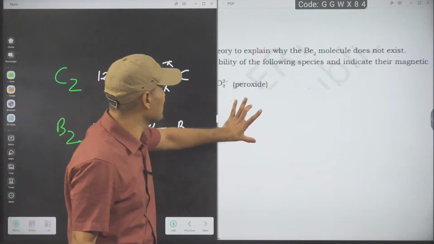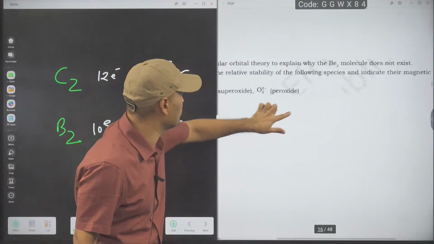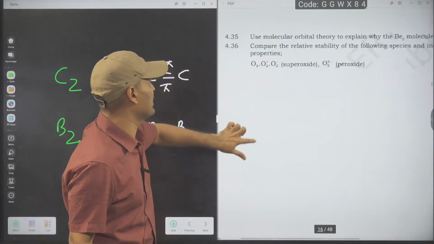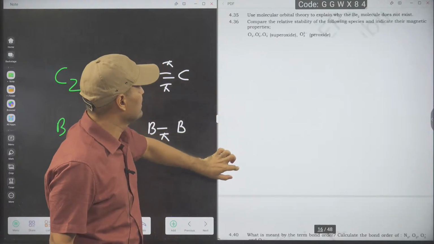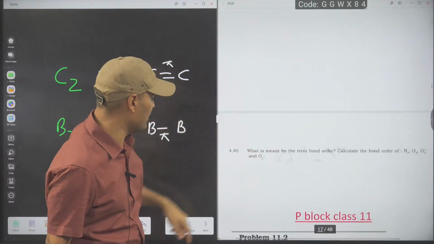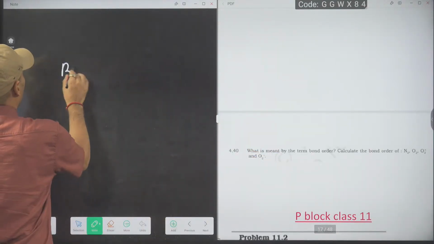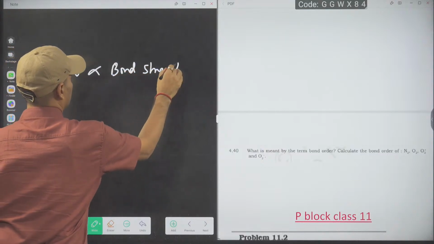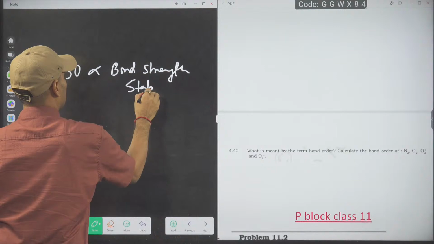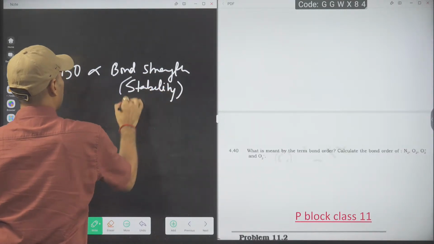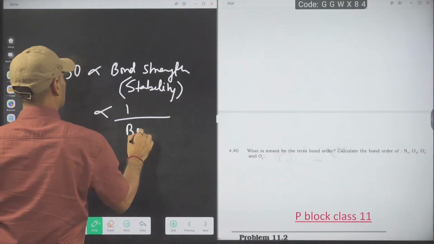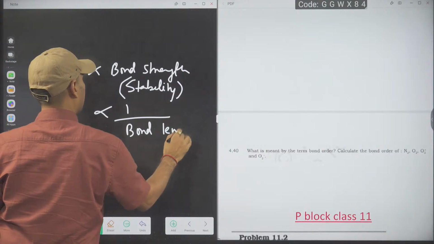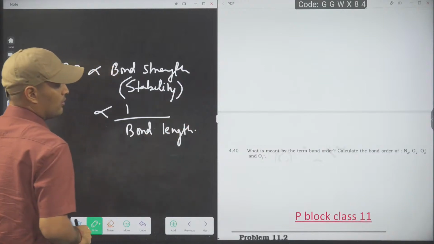Okay sir, come to this question. I am not able to get this question. Arre, this question is now very easy. See, two questions are there, this one and this one. Very easy. You know bond order is directly proportional to bond strength, you can say stability, and inversely proportional to bond length. Done.